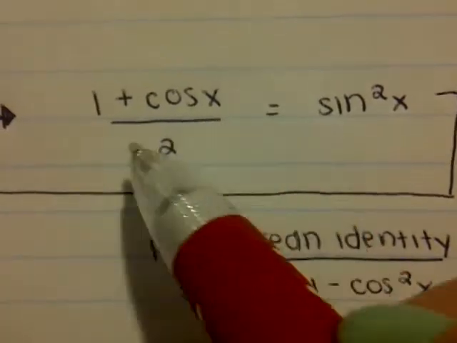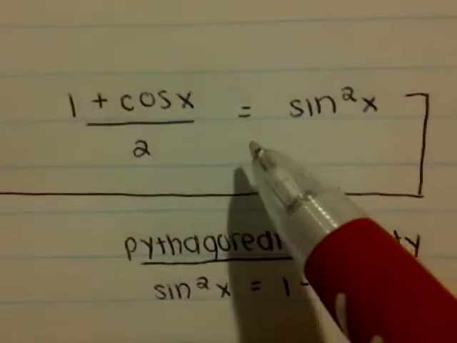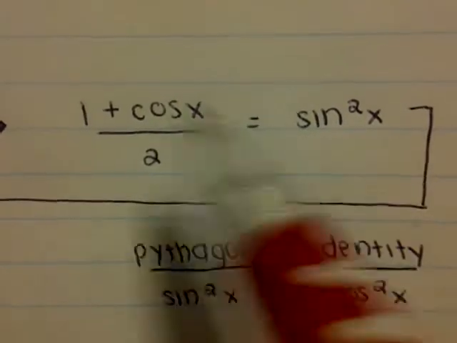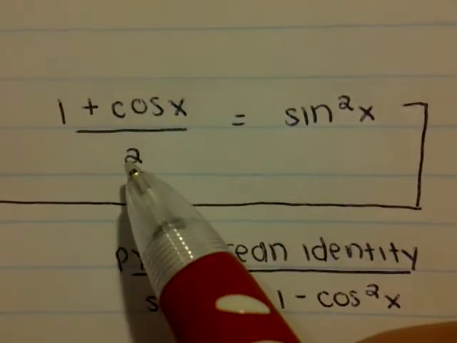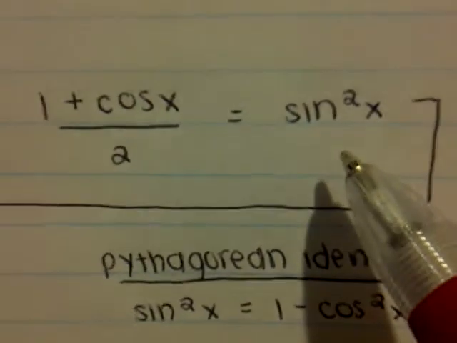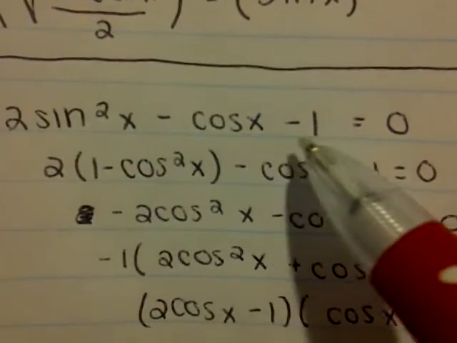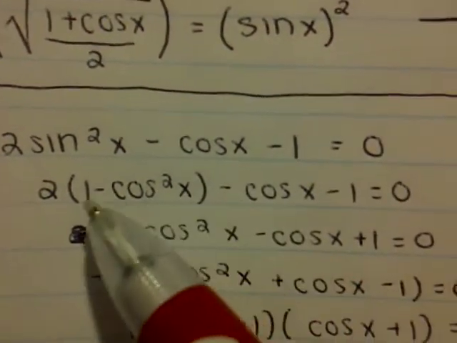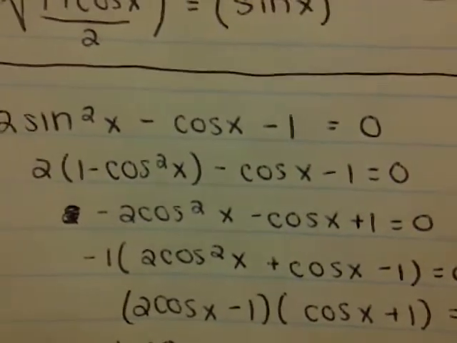So when you square it, you're going to have (1 plus cosine x) over 2, without the radical, equal to sine squared of x. Afterwards, what we're trying to do is get this whole thing equal to 0 again. So we're going to multiply by 2 on both sides to cancel out the 2 in the denominator, and then subtract cosine of x and subtract 1. So what you're going to end up with is 2 sine squared x minus cosine x minus 1 equal to 0.